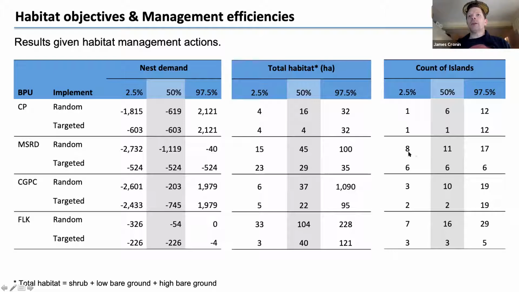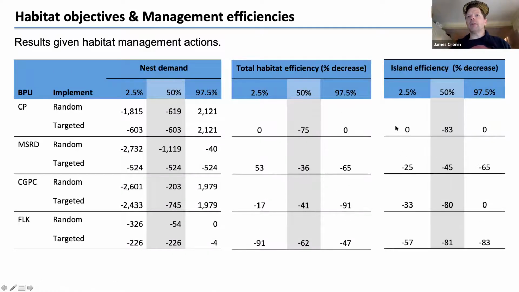So in other words, instead of looking at all these, we can calculate the percent decrease. Specifically, if we move from a random strategy to a targeted strategy, there's a large percent decrease in both the amount of area and the number of islands that are needed to hit the population objectives.